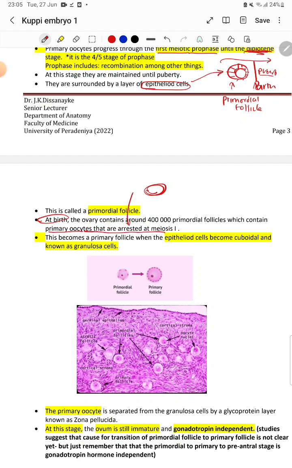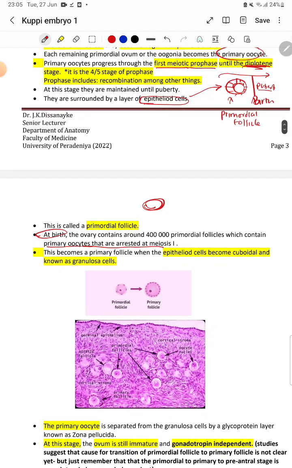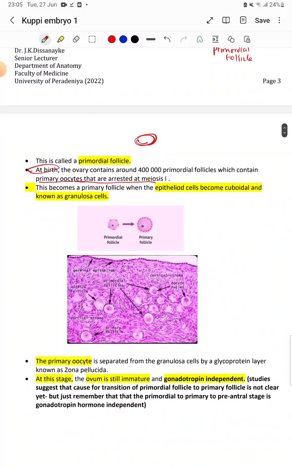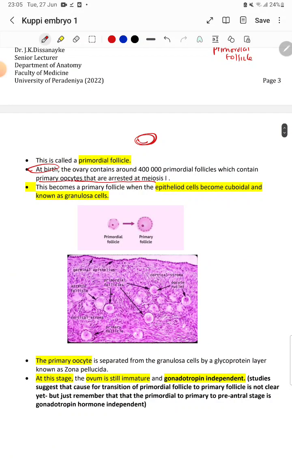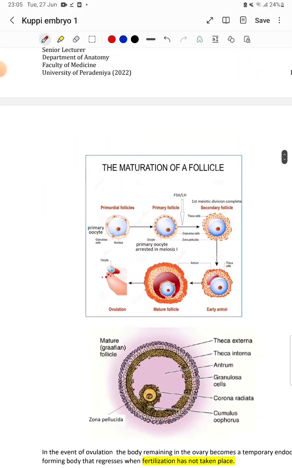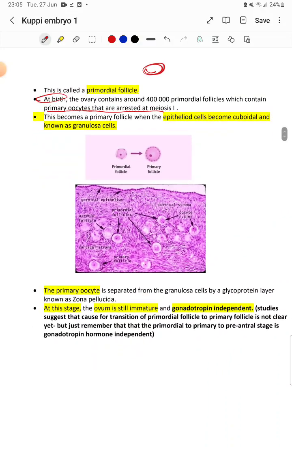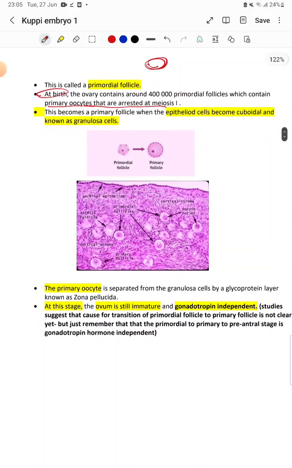The arresting happens due to a couple of chemicals and chemical signalings here and there. So they end up just being arrested. And at puberty, we are now talking about the maturation of the follicle. So it's not going in a specific kind of order. Now we're just going straight through gametogenesis, right? Including the follicular development.